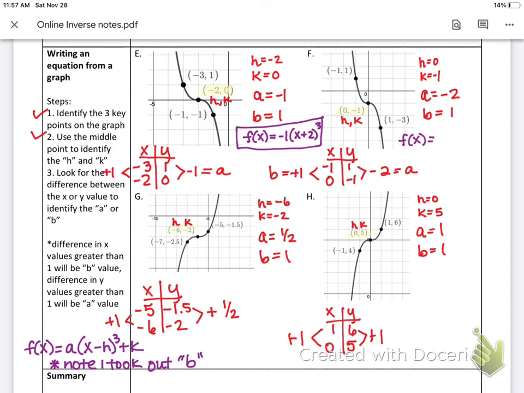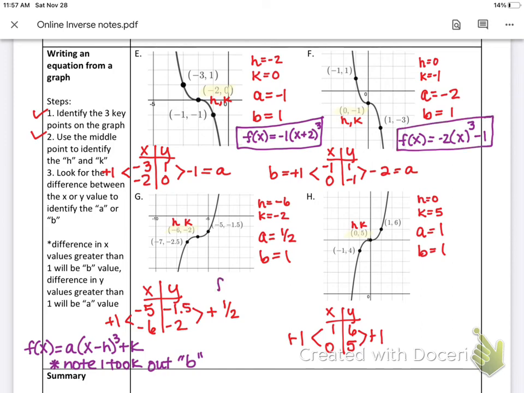So again, it starts off with f of x equals, our a here is negative 2, and then our h is 0. So notice we're not going to have to put anything here, so it's just going to be x. Could you put x minus 0? Absolutely, but just notice 0 is nothing, and so you don't necessarily have to have it there. To the third power, and then our k is minus 1.